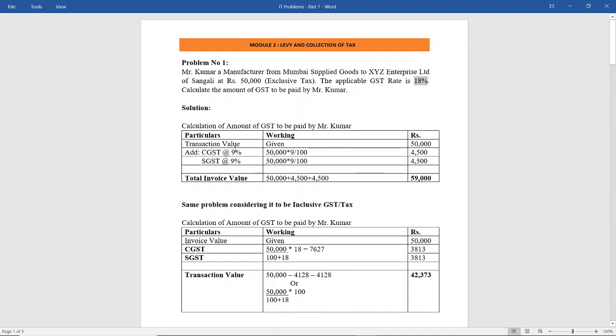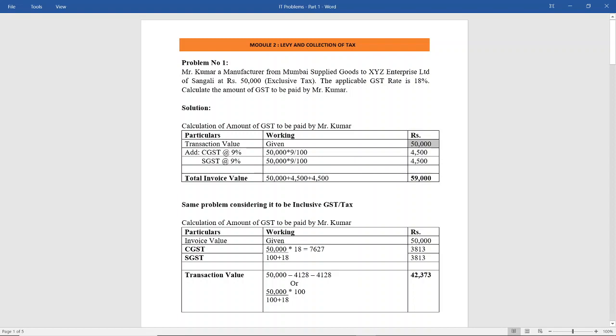50% of the rate is to be charged under CGST and the remaining 50% of the rate is to be charged under SGST. So CGST at the rate of 9% and SGST at the rate of 9%. Now this is always charged on the transaction value. Transaction value is 50,000, therefore 50,000 into 9 divided by 100 is 4,500. Similarly, SGST at the rate of 9% is 50,000 into 9 divided by 100, which is 4,500.